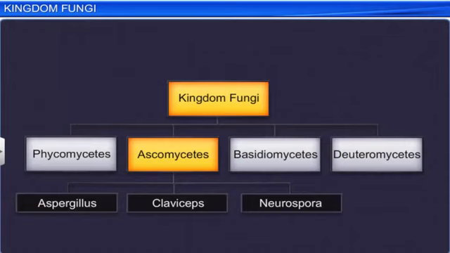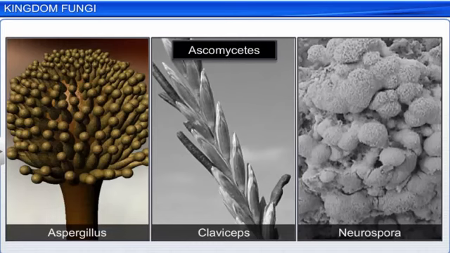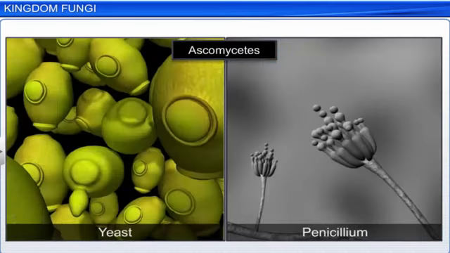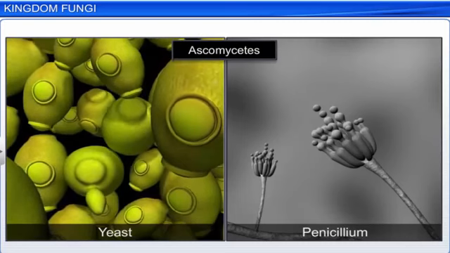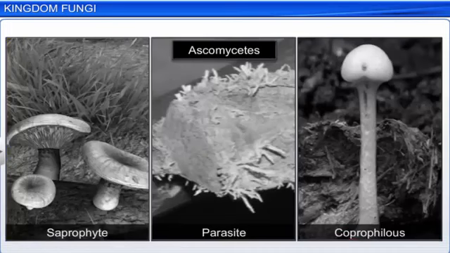Members of the ascomycetes class are commonly known as sac fungi. For example, Aspergillus, Claviceps, and Neurospora. They can be unicellular, like yeast, or multicellular, like penicillium. They are saprophytic, decomposers, parasitic, or coprophilous. That is, they grow on dung.